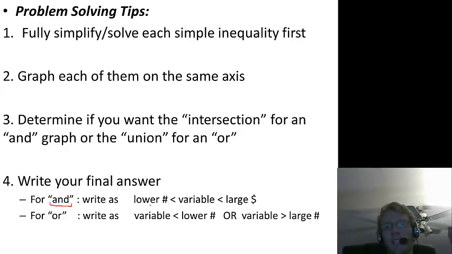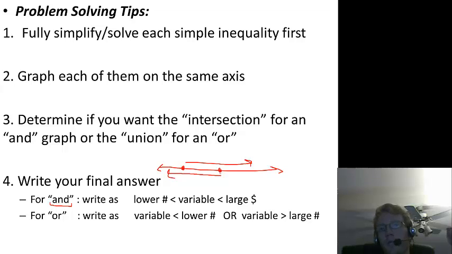Let me show you on a number line what this looks like. For example, if this one is shading this way, and this one is shading this way, then here's your lower number, here's your larger number. The only place where both of them are shaded is in between. So you're larger than this number and smaller than this number. Typically an "and" statement will have a lower number, then a less than sign, then your variable, then another less than sign and a larger number. It should be in between these two things. So you can say my variable, say x, is in between this number and this number. That would be my solution.